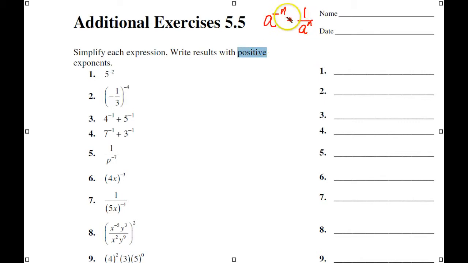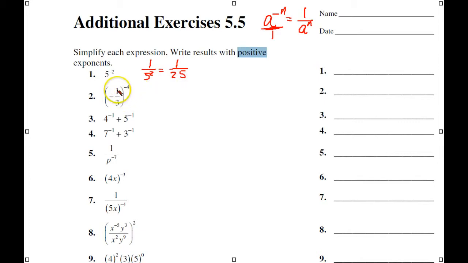and we went over this in the lesson. A to the negative n is equal to 1 over a to the positive n. So bringing the exponent across the division bar here changes its sign. So that's the key. So a conversion of this would be 1 over 5 to the second, which is 1 over 25.